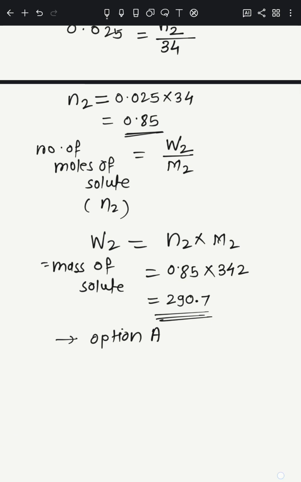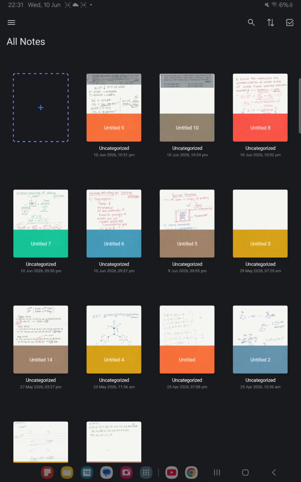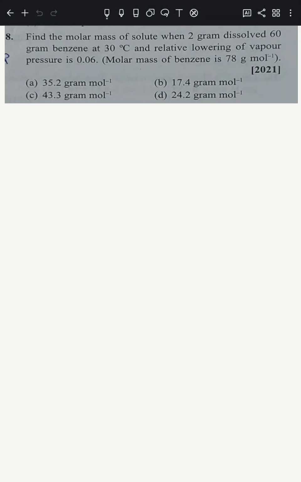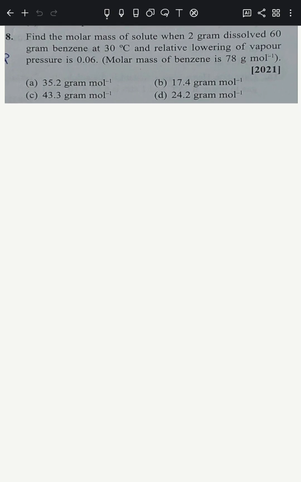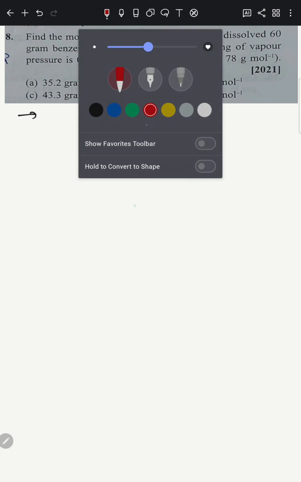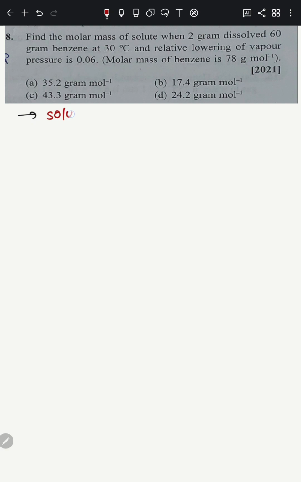Now we are going to turn toward the second numerical. The second numerical is: find the molar mass of solute when 2 gram of solute is dissolved in 60 gram benzene at 30 degrees Celsius and the relative lowering of vapor pressure is 0.06. Molar mass of benzene is... Again the same, I am going to repeat. Let's change the color. What is the solute? It is again unknown.